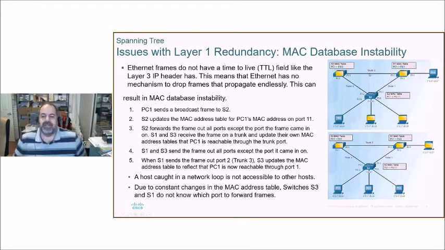And as you can see, on trunk link 3, there's going to be the same broadcast going in opposite directions, and there's no way for the switch to know that it's already seen that same frame or a different copy of that frame already. And so basically it will just keep going and keep going and keep going. A host caught in a network loop is not accessible to other hosts. Due to constant changes in MAC address tables, switches S3 and S1 do not know which port to find the frame.